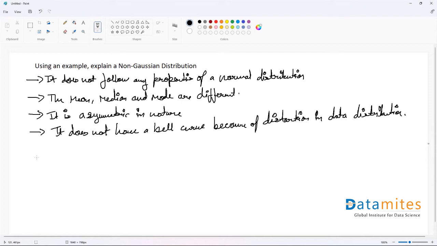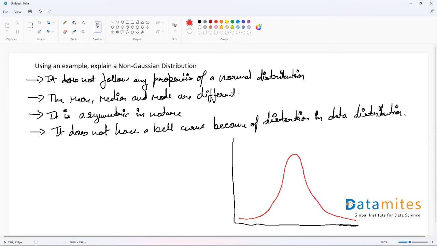And now let's look at an example and see how a non-Gaussian distribution is different from a normal distribution. So I'm going to draw a graph here representing both the distributions. I'm going to use two different colors in order to represent them. So let's draw the normal distribution first. So obviously a normal distribution has a bell curve, and it's symmetric about the mean.